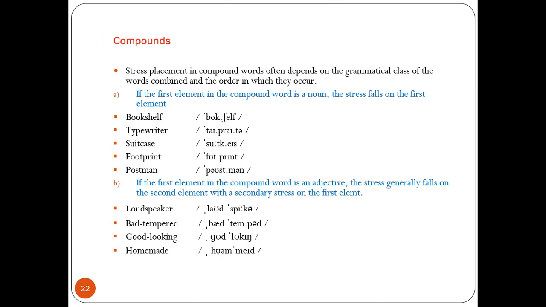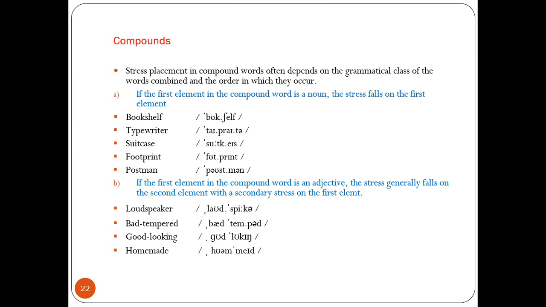Okay, the last one is compound words, made of two or more independent words. In such words we have different types of rules. Stress placement in compound words often depends on the grammatical class of the words combined. We have to see which words are combined.